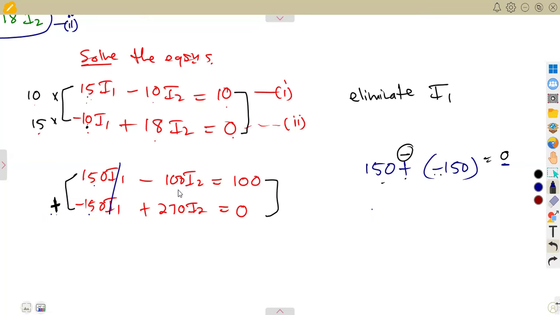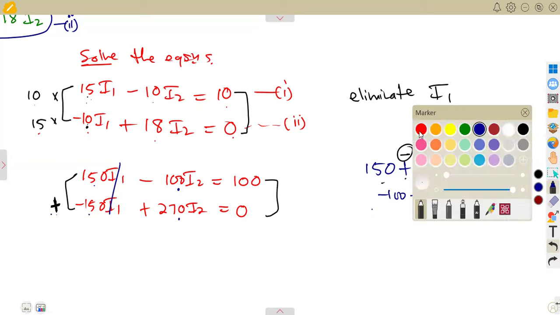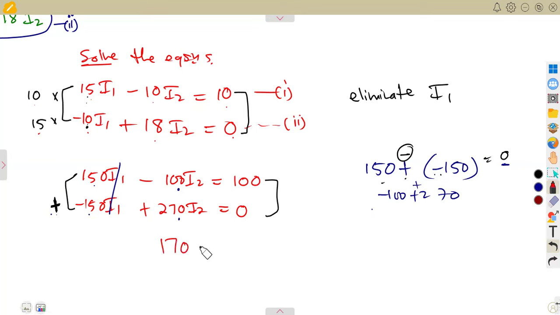You're going to add again, minus 100 plus 270. Plus and the plus, guys, that's a plus. So this was going to give us positive 170 I2 is equal to, add again, 100 plus a 0. You add, that's 100. So the sign that you are using here, you use it throughout.